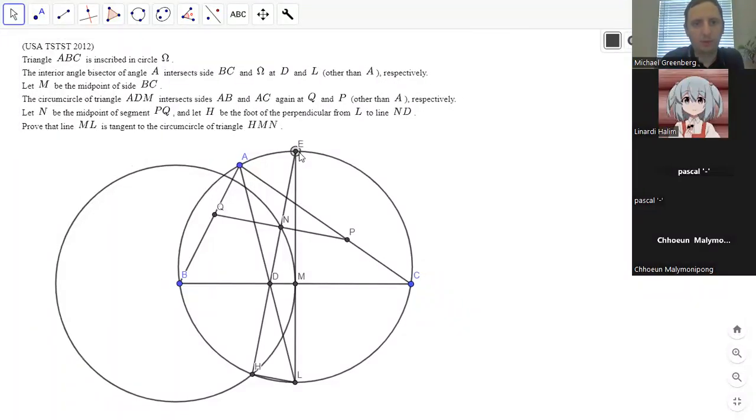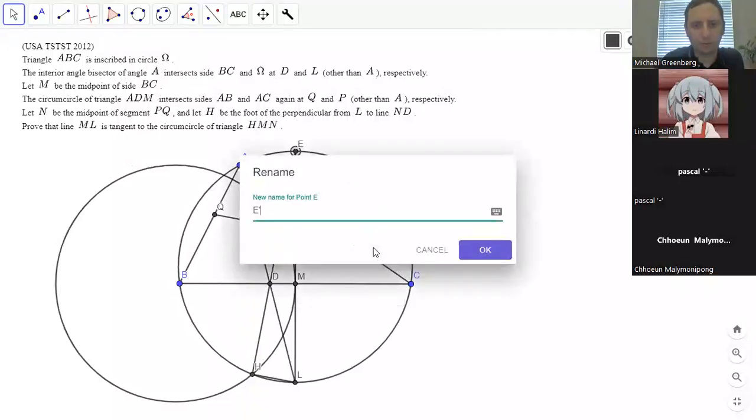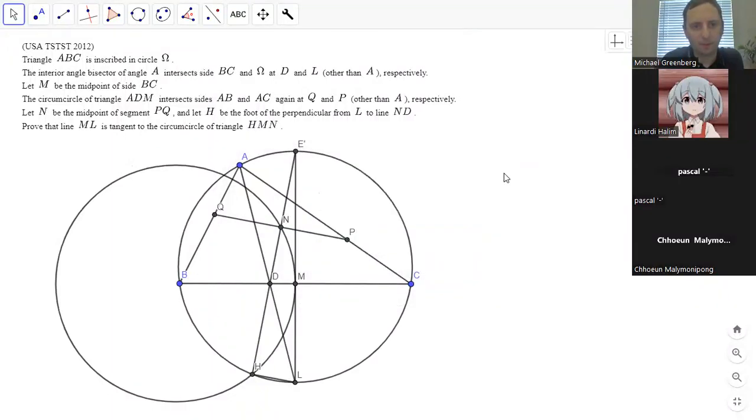So yeah, maybe we could let E prime be the midpoint. So yeah, we can call this E prime. That's the midpoint of arc BAC. We know that ADME prime is cyclic, and we want to show P and Q lie on that circle.